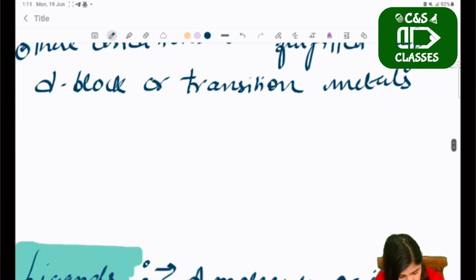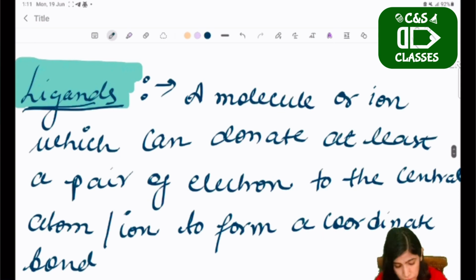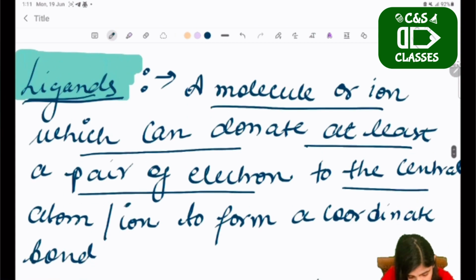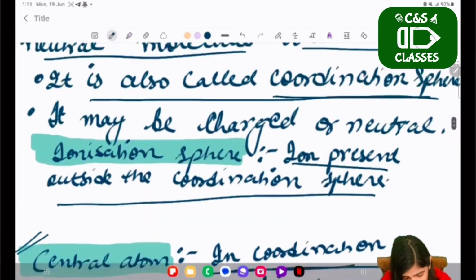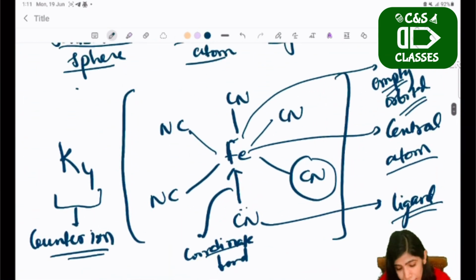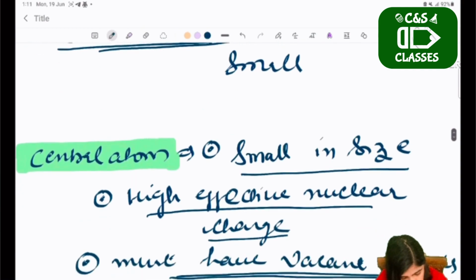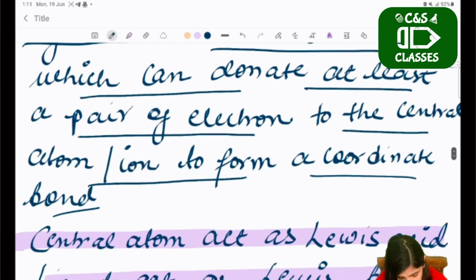Now what are ligands? Ligands are molecules or ions which can donate at least a pair of electrons to the central atom to form a coordinate bond. For example, in this example, our CN is the ligand, right? It is donating its electron pair to the central atom. So this is your ligand. What does our ligand do? It is doing nothing but donating its electron pair to the central atom, right?